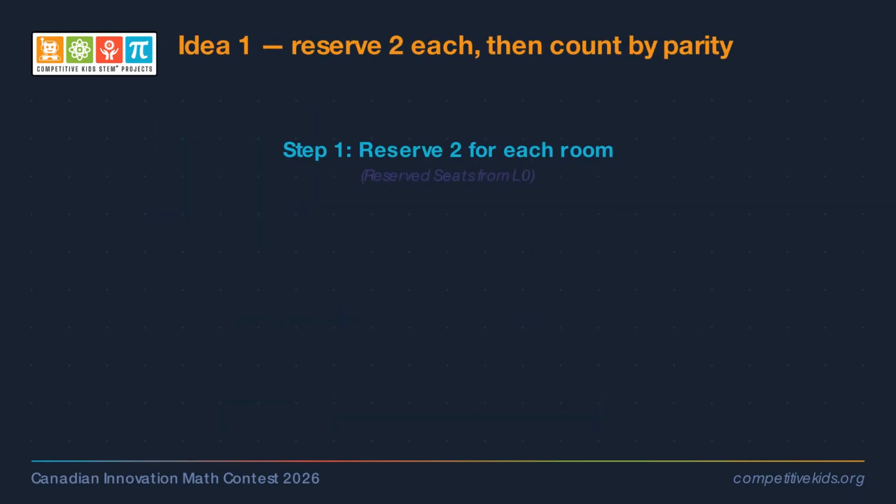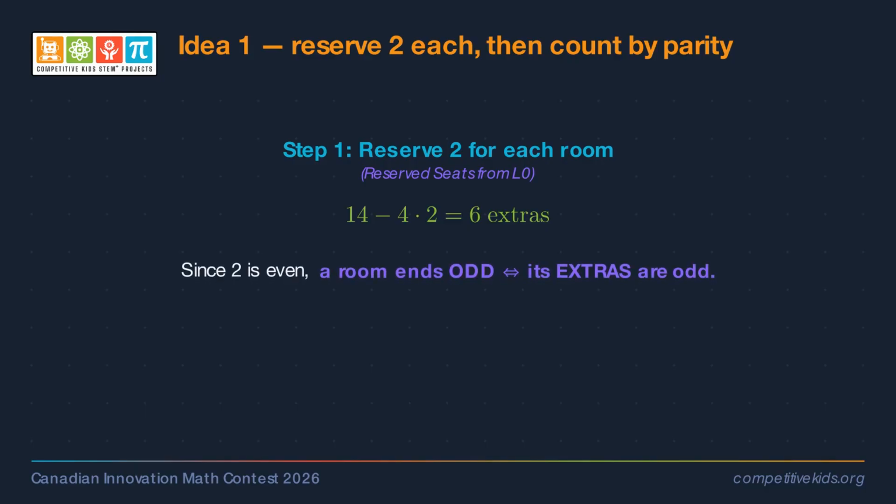Step 1. Reserve 2 packs for each room. That is the reserved seats move. 14 minus 4 times 2 equals 6 extras. Here is the key. 2 is an even number, so a room ends with an odd total if and only if its extras are odd. The cap matters too. Each room can get at most 6 packs. That means at most 4 extras.